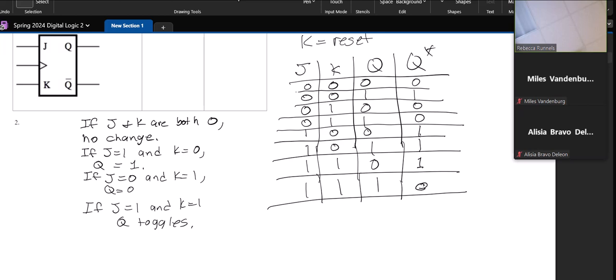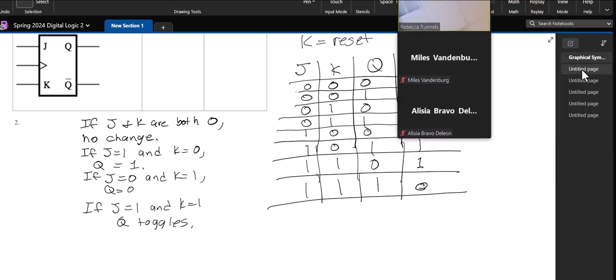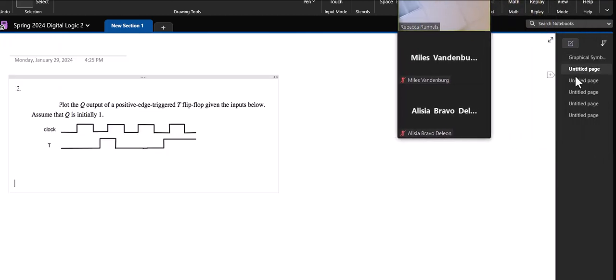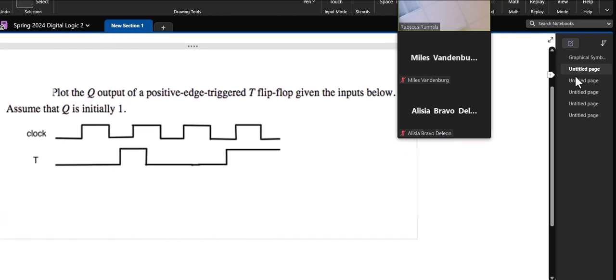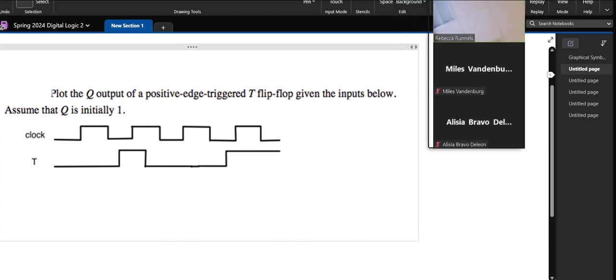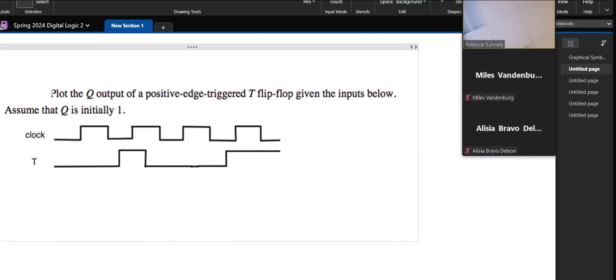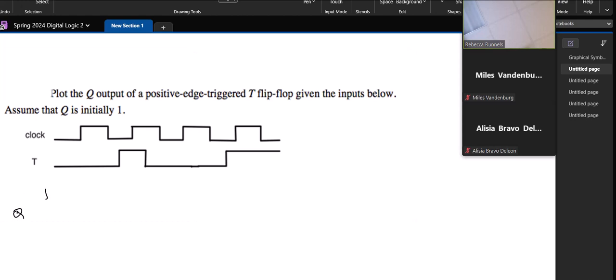Alright, so that was just your brief review of what the different flip-flops do, and now let's look at a timing diagram. This says to plot the Q output of a positive edge-triggered T flip-flop given the inputs below. Assume that Q is initially 0. So I'm going to have my Q output right here.